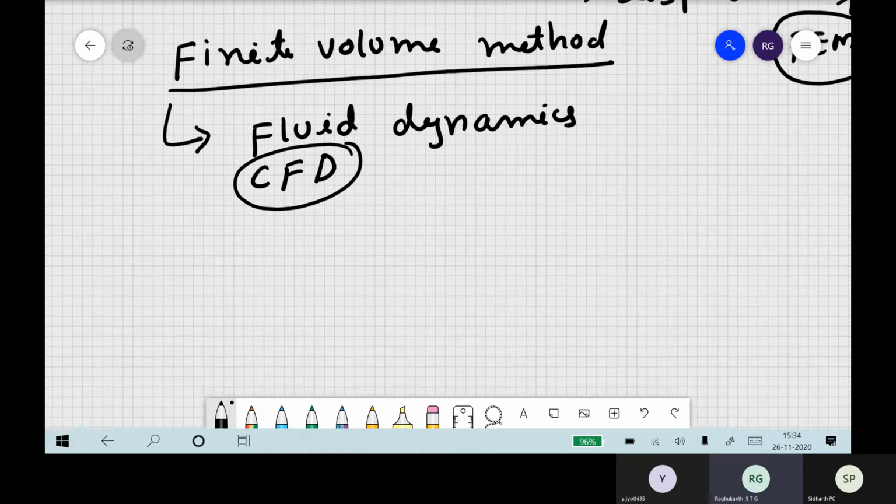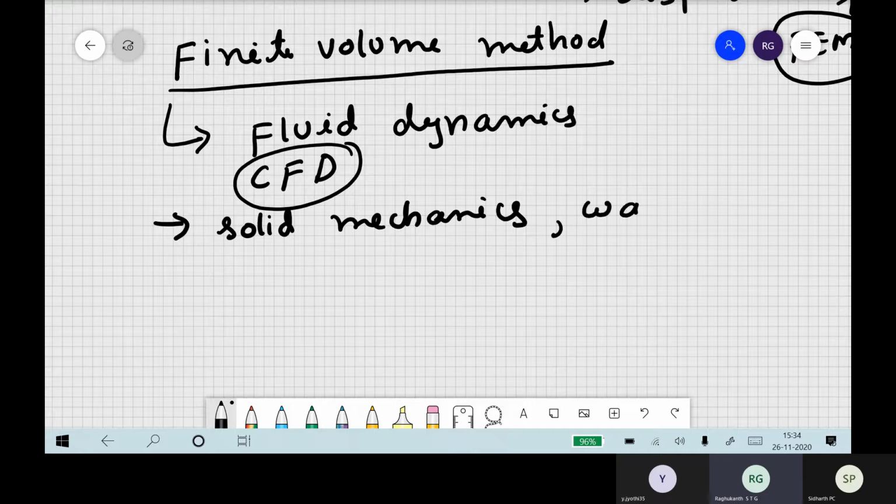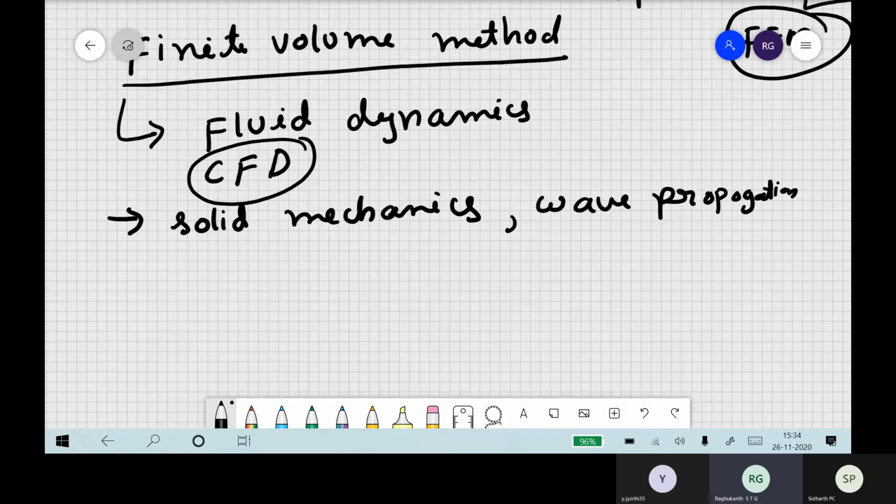Now this finite volume method, although it is used for fluids, can also be extended to solid mechanics. So you can use this method even for solids itself, like our wave propagation. Nobody has used it till now in the finite volume method. Nobody has succeeded in doing this 3-dimensional wave propagation problem. But recently people have started using this for solid mechanics also.